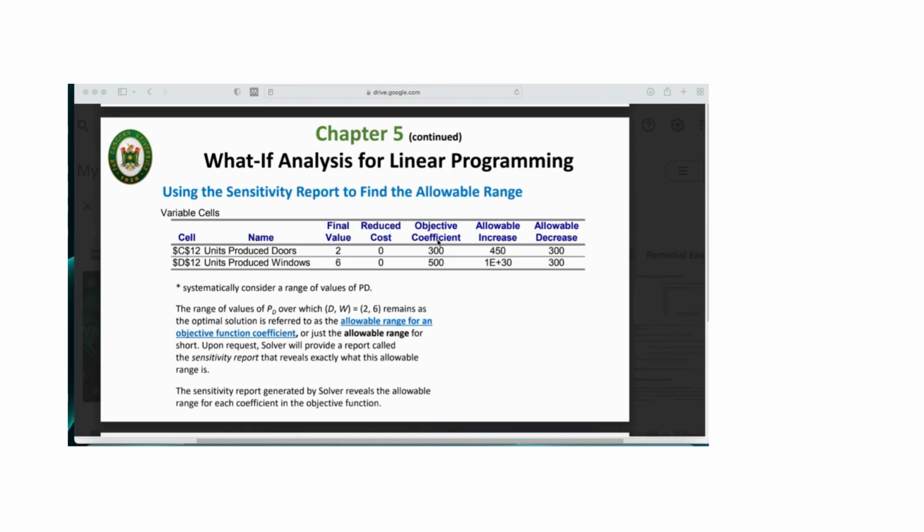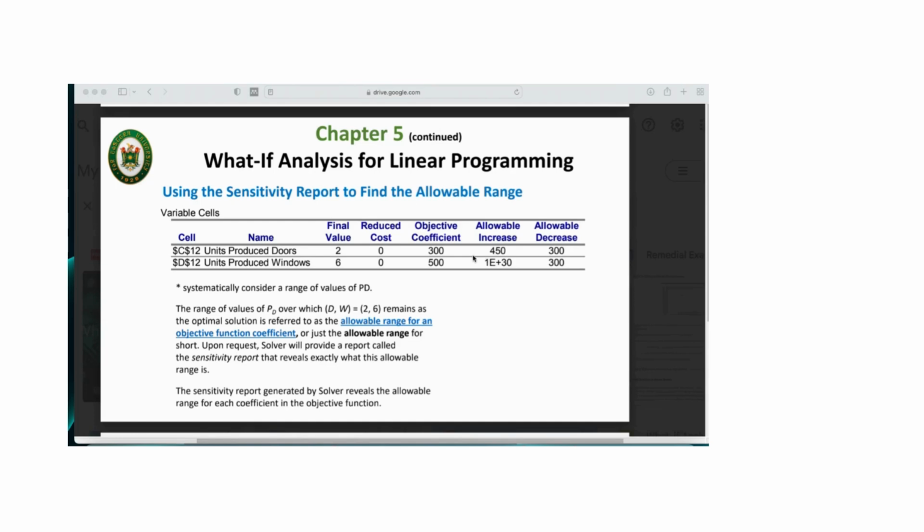The objective coefficients are the parameters being changed, as I showed you earlier. So we have the unit profit. The 300 here is the unit profit, and the 500 is also the unit profit, corresponding to doors and windows. For the doors, the allowable increase is only 450, and the allowable decrease is 300.